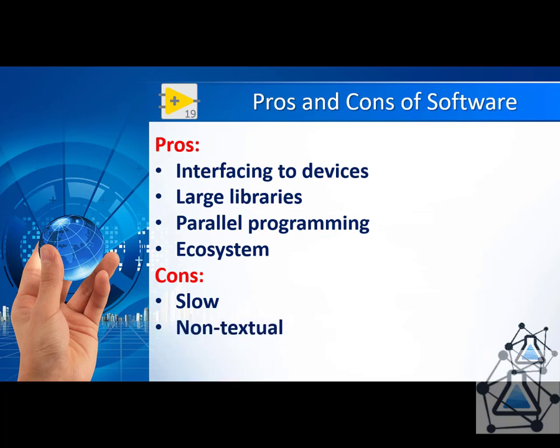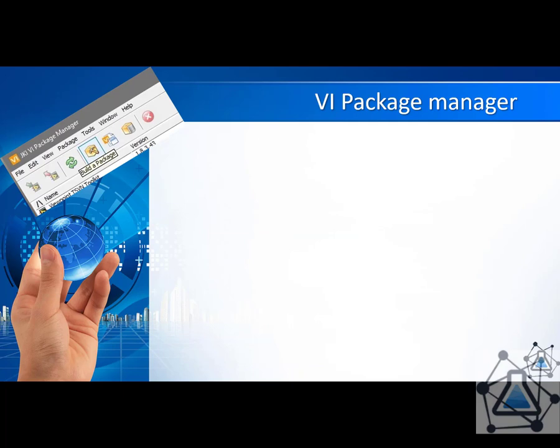Next, coming to non-textual, here we can't write any textual program. I'm saying it's not a textual program, but you can have some textual things like adding labels to it. Next, coming to the non-zoom function. In the programming panel we can't zoom any VI graphical image. That is the main disadvantage. I can say slow and non-zoom function are the main disadvantages, and non-textual is not a big disadvantage, I can say.